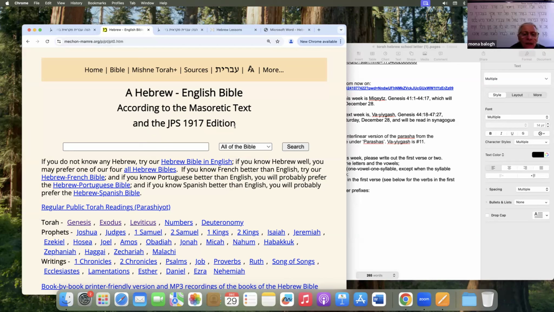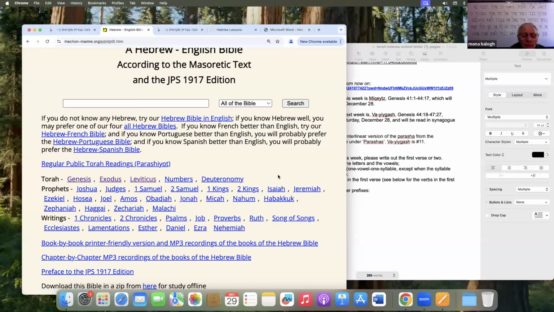I'm going to try to modernize that to some degree when I do my translation. Okay, if you do not know any Hebrew, try the Hebrew Bible in English. You can do that, but I'm doing the Hebrew English because you know a little Hebrew. And here is Torah: Genesis, Exodus, Leviticus, Numbers, and Deuteronomy. That's what we're going to be studying.